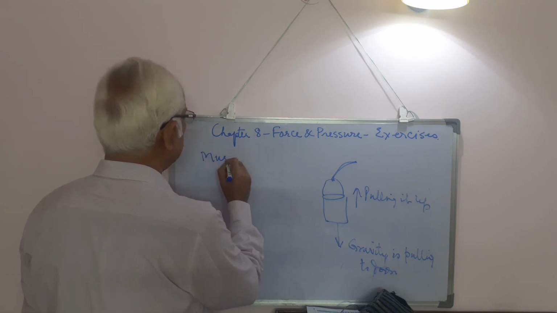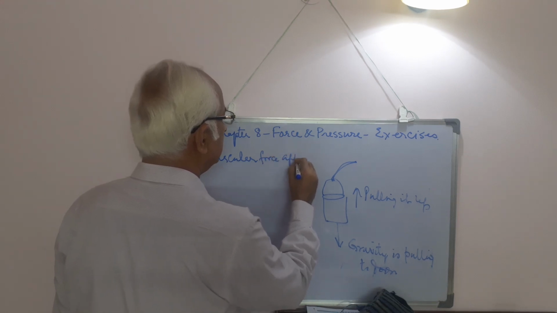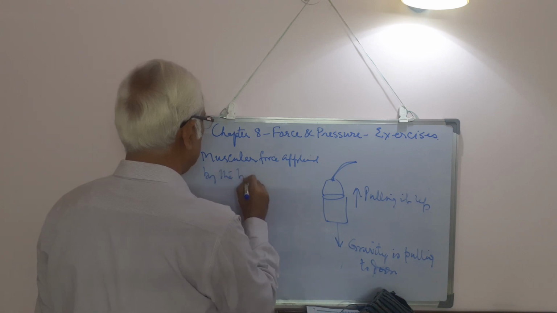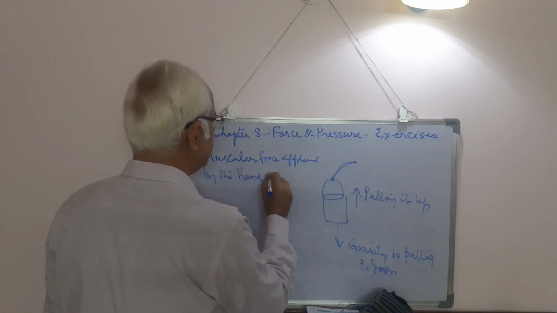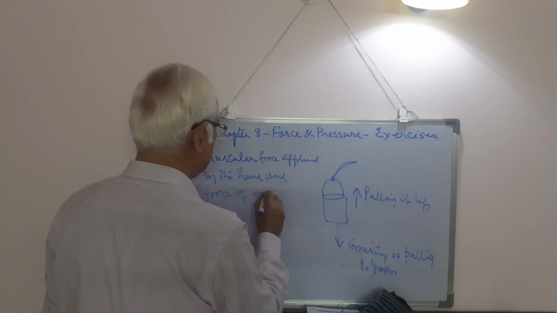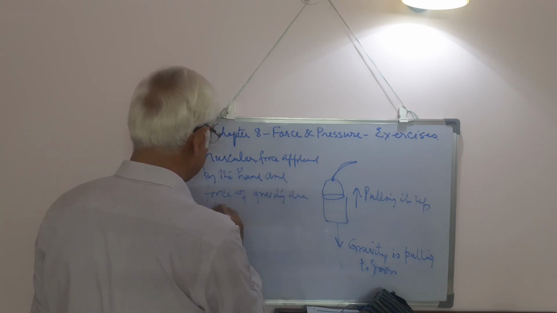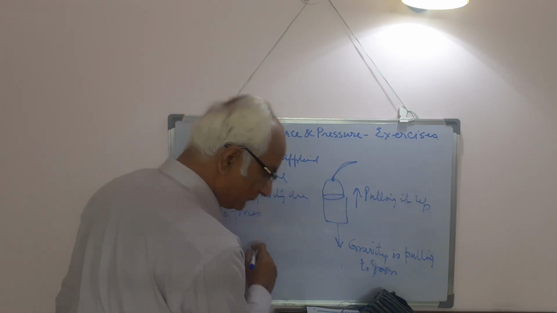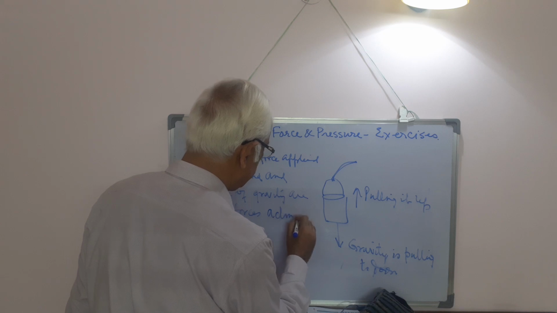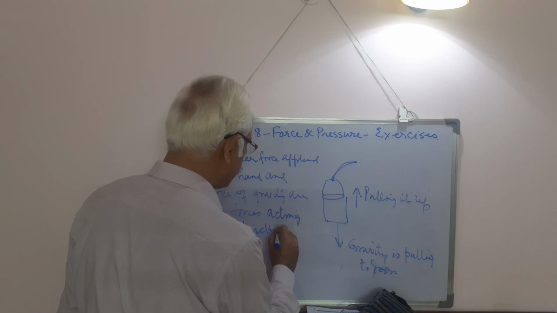Muscular force applied by the hand and force of gravity are the forces acting on the bucket. These are two forces which are acting on the bucket.